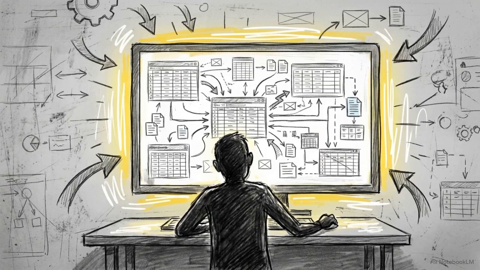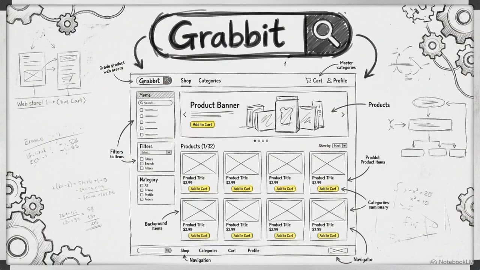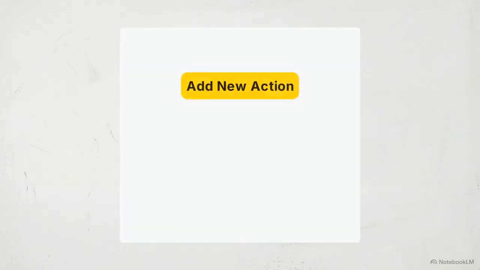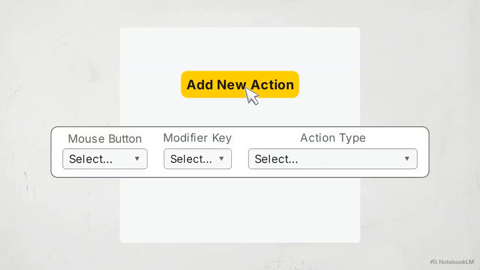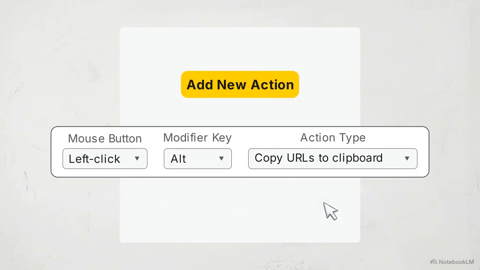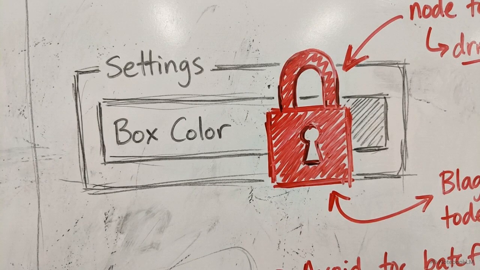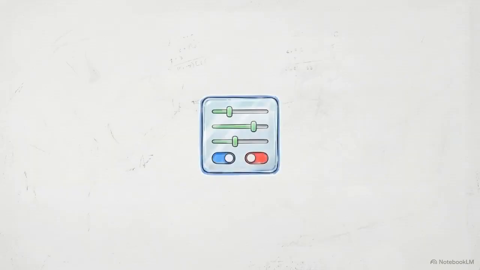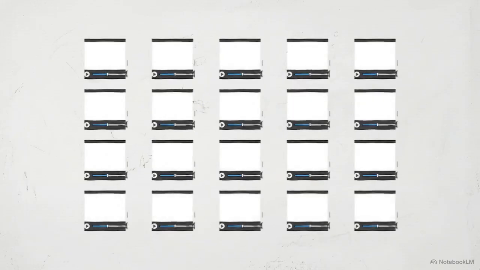packaging. The first bottleneck is manual research. Instead of spending hours analyzing competitors, search the Chrome store for an extension called Grab-It. Once installed, open the settings and add a new action. Set the mouse button to left-click and the modifier to Alt. The action type must be set to copy URLs to clipboard. Ensure you do not change the default box color. Keeping this setting as is ensures the extension provides the correct visual feedback when you're selecting data.